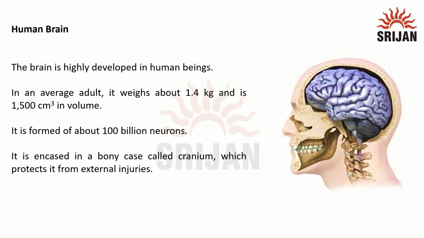In this video, we will learn about the human brain. We know humans have the most evolved, complex and highly developed brain, and it weighs around 1.4 kgs and volume is around 1500 cm cube. It is formed of approximately 100 billion neurons, and it is very well protected by this bony structure or case known as the cranium, which will protect it from external mechanical injuries.